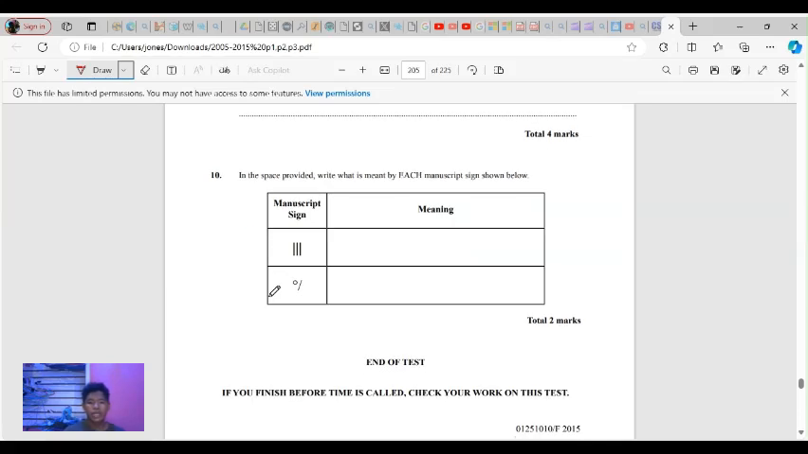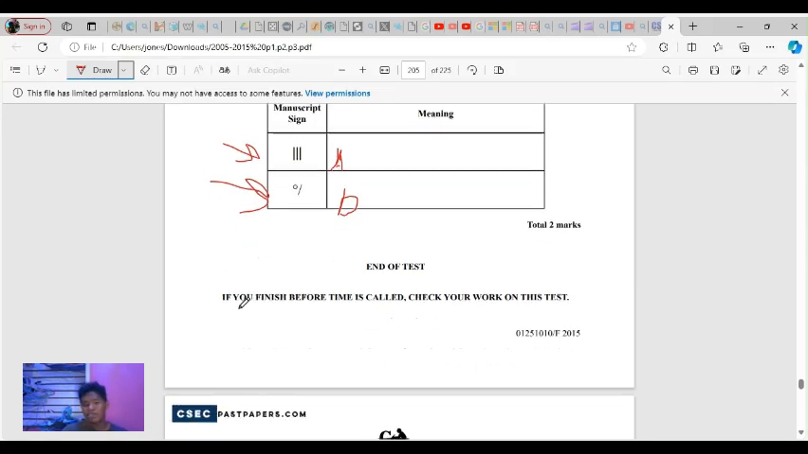In the space provided, state what is meant by each manuscript sign shown below. So this one here, I tried to write out the whole word. This one would be align. I just put A for align. Y'all will see everything next class. And this one means delete. I put a big D, sorry for that. So for this one it's align, and for this one it means delete. And that is the end of the test.